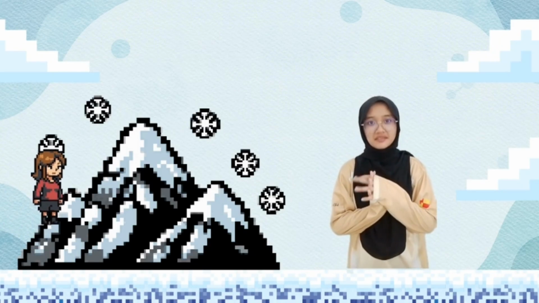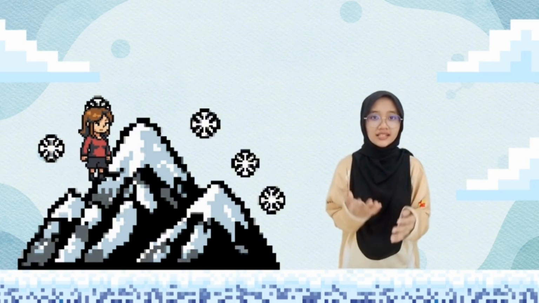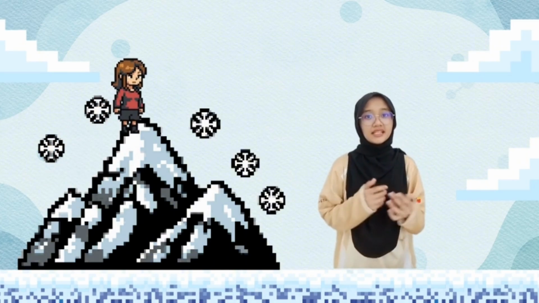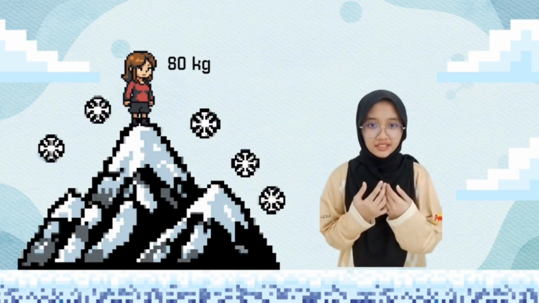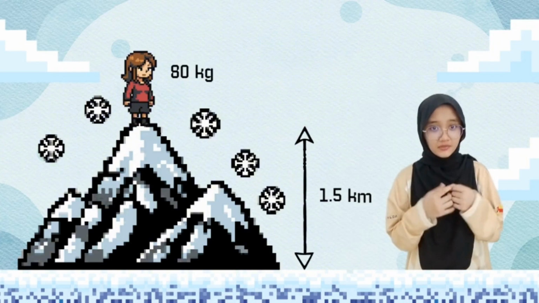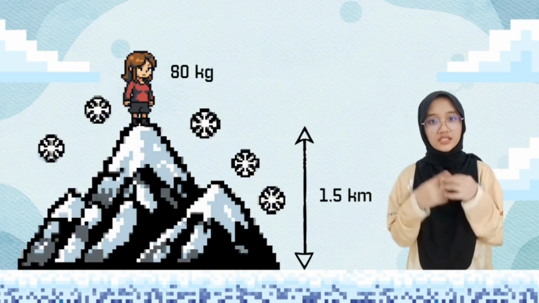Let's imagine this climber and we will call her Siti. Siti is climbing up the mountain. Siti has arrived at the top of the mountain. Her mass is 80 kilograms and the height of the mountain is 1.5 kilometers.